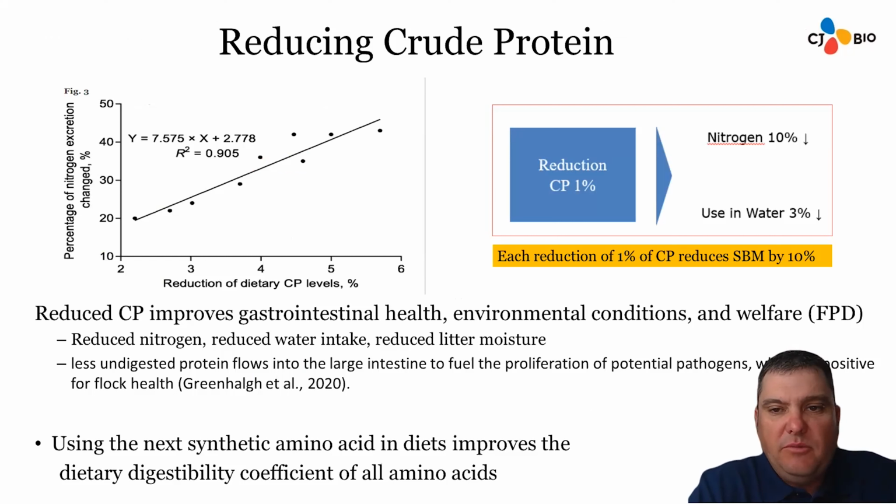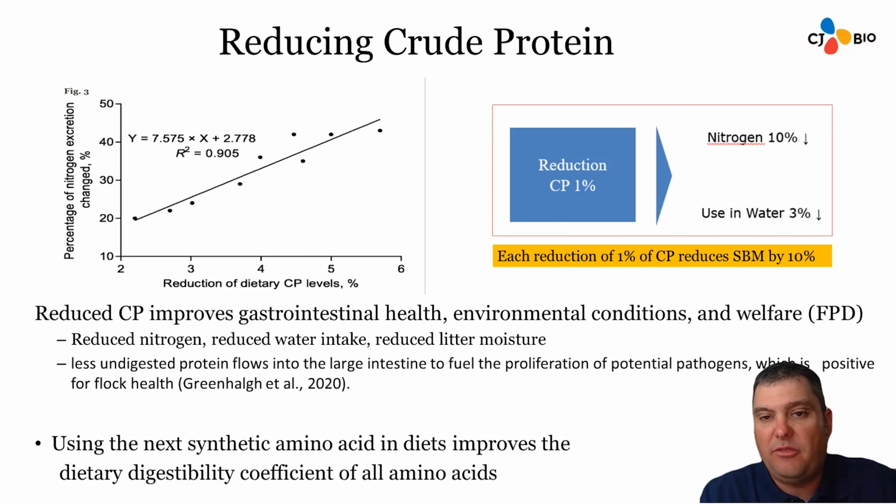So when we reduce crude protein, as a rule of thumb, a reduction of 1% in crude protein, we would expect to observe a reduction in nitrogen concentration of about 10% and a reduction in the use of water by about 3%. In addition, each reduction of 1% in crude protein should represent about a 10% reduction in the amount of soy meal used in the diet. So if we're using 30% soy meal and reduce our crude protein by 1%, we would expect a 3% reduction in the amount of soy meal used in that feed.